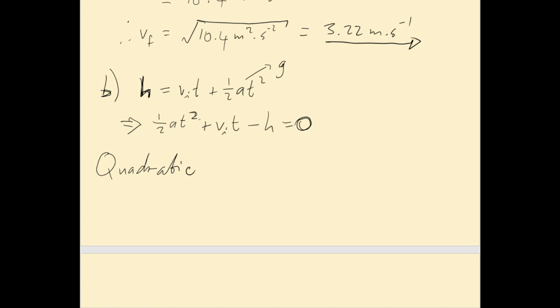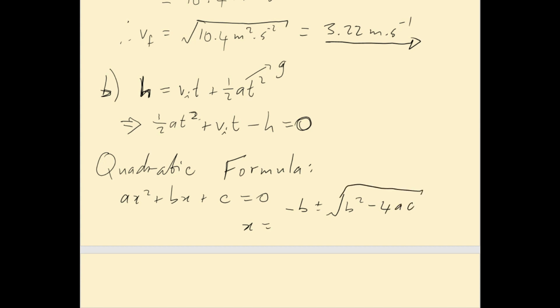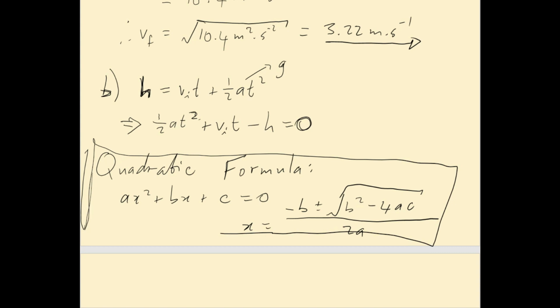If we have an equation of the form ax squared plus bx plus c is equal to 0, then we know that x is equal to negative b plus or minus the square root of b squared minus 4ac all over 2a. Of course, in this case, a is not acceleration. I'm explaining this just for reference.